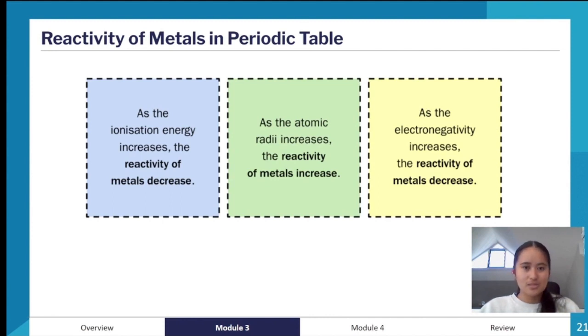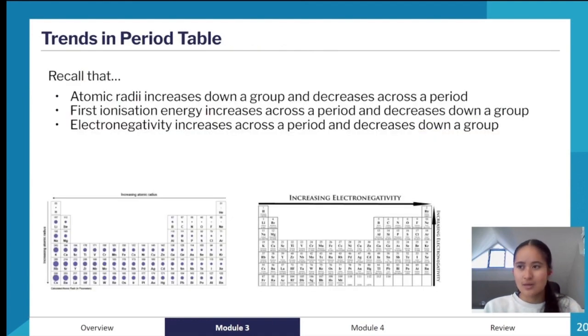And yeah, so if you just follow the trends of ionization energy, atomic radii, and electronegativity, you'll be able to figure out the patterns in the periodic table of where the most reactive metals are. So in general, if we look at the periodic table down here, I know it's quite small, but the more reactive metals are up here in this corner, and it becomes less reactive the more you spread out diagonally this way. So that's a general rule of thumb.